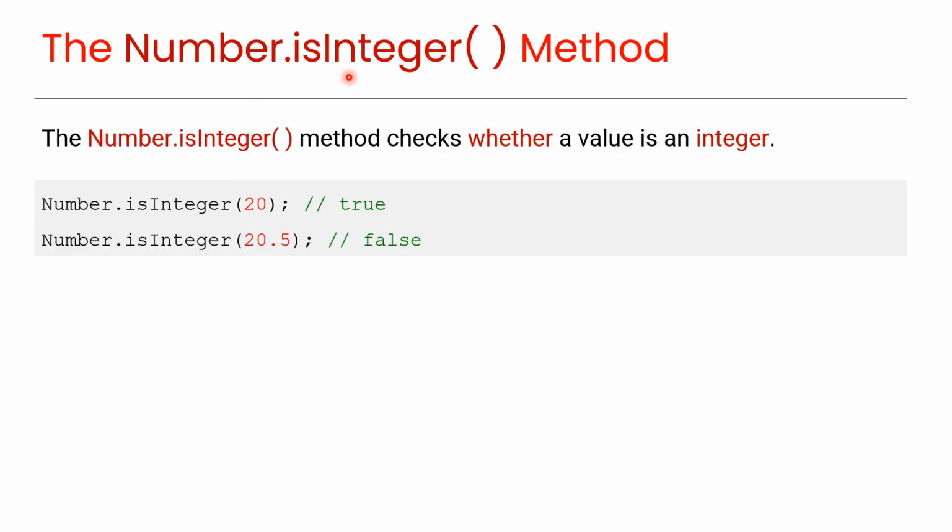The Number.isInteger method. The Number.isInteger method checks whether a value is an integer. For example, this code checks if this value is an integer, which is true. And this code returns false because this value is not an integer.